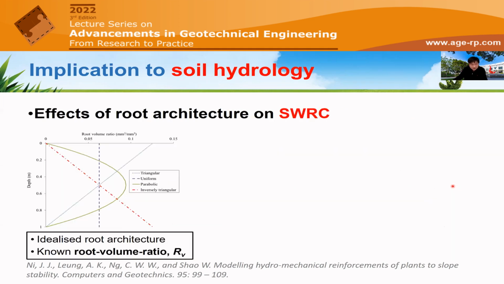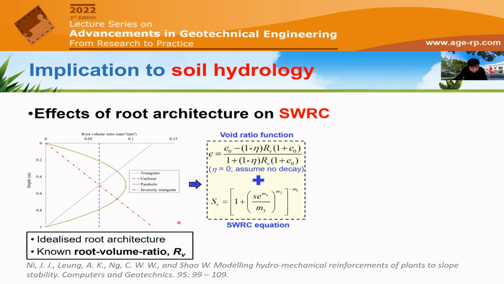In this modeling, we also consider different root architecture and how that would perhaps affect the water retention curve. These are the idealized distributions of root volume for different root architectures: triangular shape, uniform, parabolic, and inversely triangular. With this idealized root architecture, we can then have a known root volume ratio, the RV, which is necessary to our model in the second part.